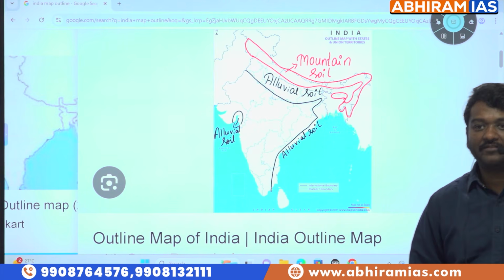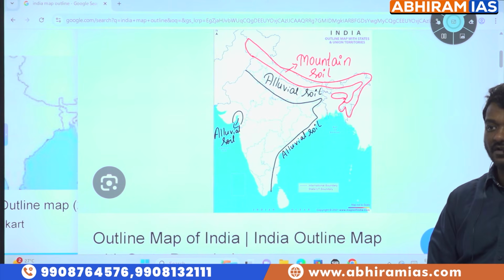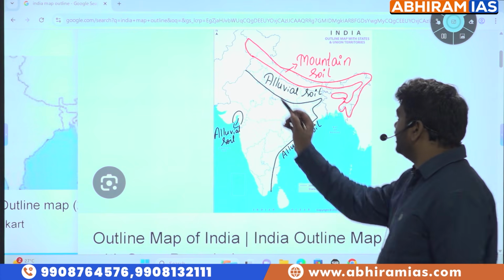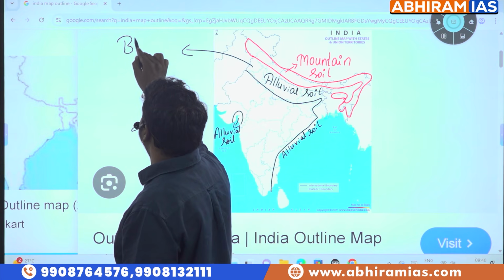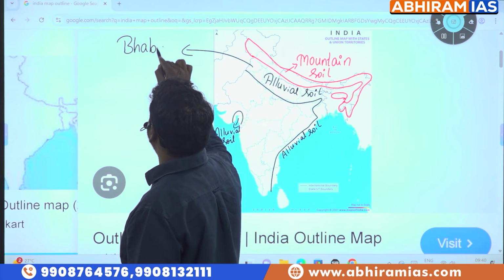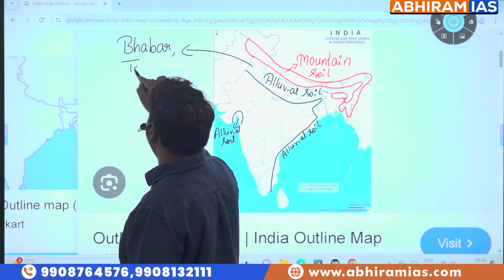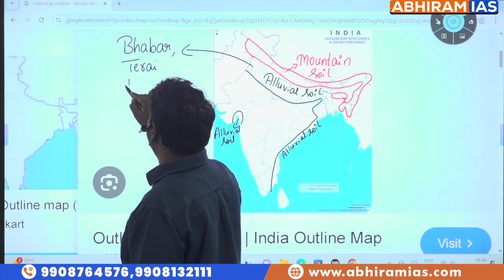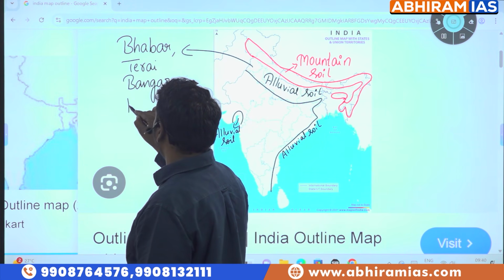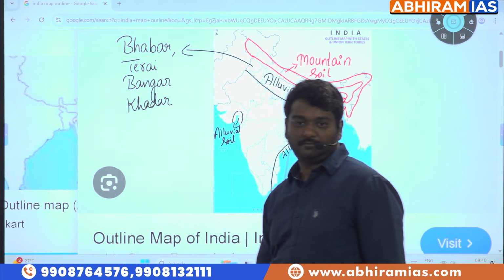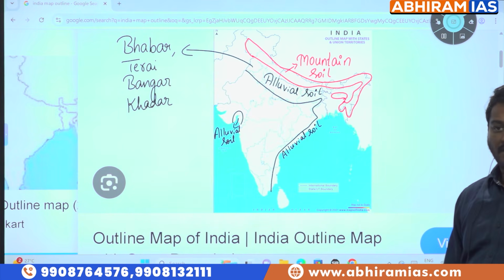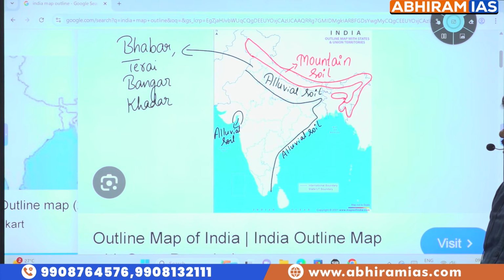Okay, so wherever rivers are flowing, you will have alluvial soil. But the alluvial soil in the Ganga basin is divided into Bhabar, Terai, Bangar and Khadar. Right? So this is the alluvial soil regions of India.